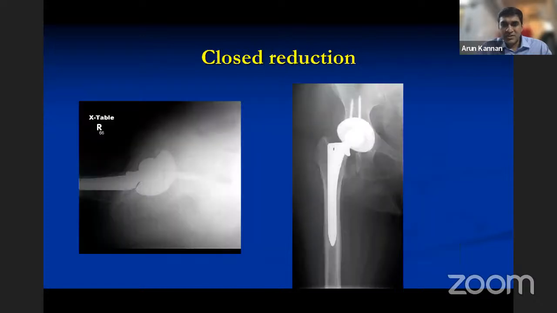We did a closed reduction, and this was the post reduction X-ray. How many of you would go in for bracing or not do bracing for this? It was stable on table once the reduction was done. So anybody for bracing or no bracing for these patients?